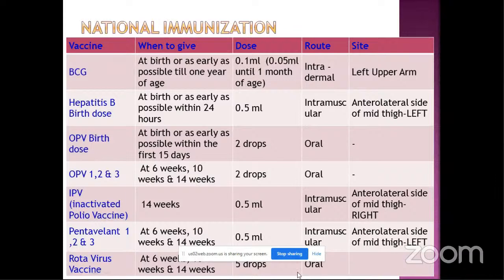IPV: we are actually replacing the OPV with the IPV. It is given at 14 weeks. This is an inactivated polio virus, so we are giving it as IM.